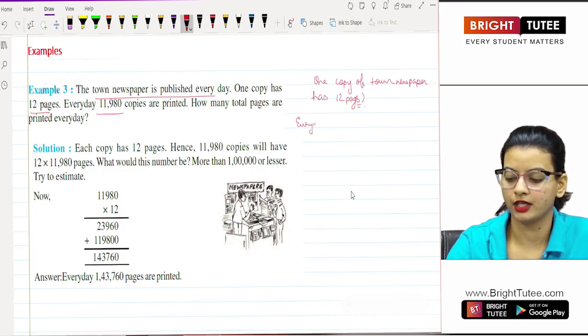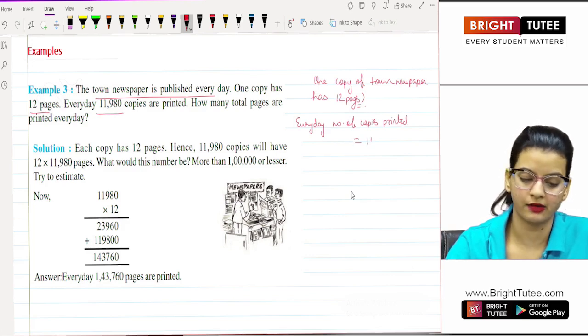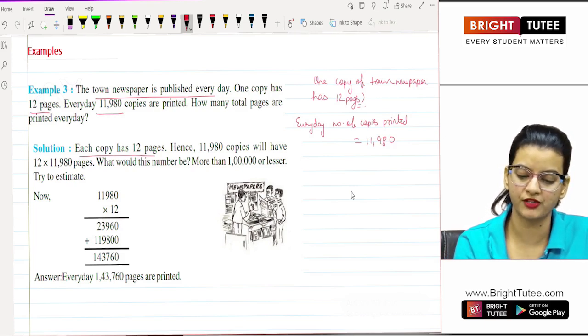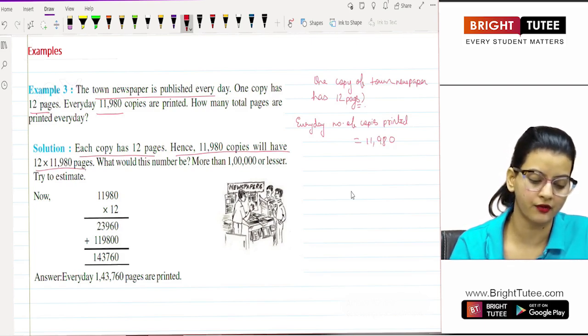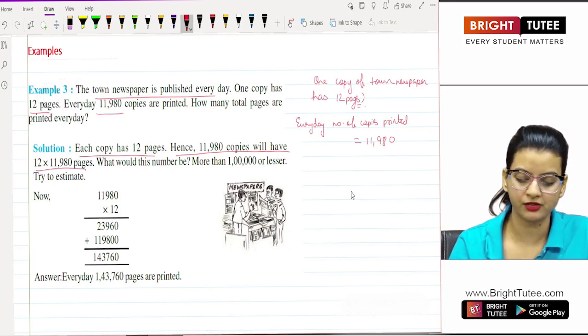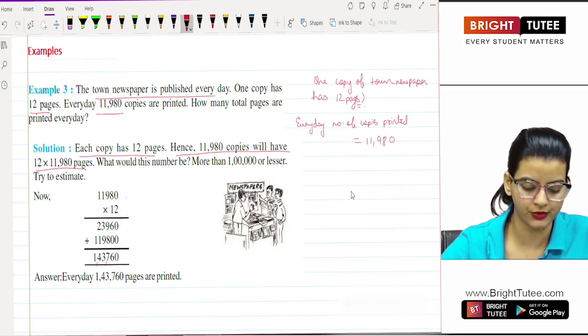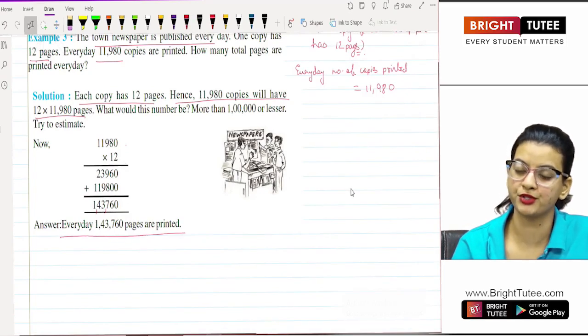Now, every day the number of copies printed is equal to 11,980. So, how many pages are printed every day? Each copy has 12 pages and hence 11,980 copies will have 12 into 11,980 pages. Now, what would this number be? So, we are going to calculate this. 11,980 into 12. When we did the calculation, the value we got is 1,43,760. Okay. Do you want me to do the calculation for you?